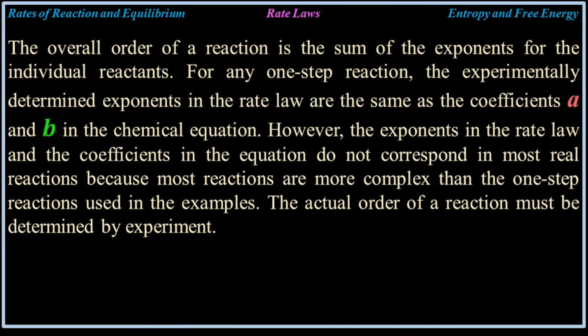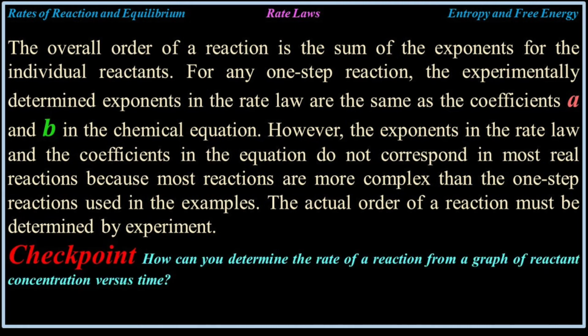The overall order of a reaction is the sum of the exponents for the individual reactants. For any one-step reaction, the experimentally determined exponents in the rate law are the same as the coefficients A and B in the chemical equation. However, the exponents in the rate law and the coefficients in the equation do not correspond in most real reactions because most reactions are more complex than the one-step reaction used in the examples. The actual order of the reaction must be determined by experiment.